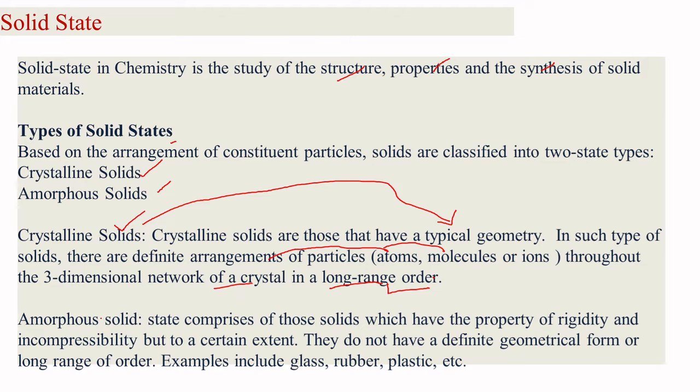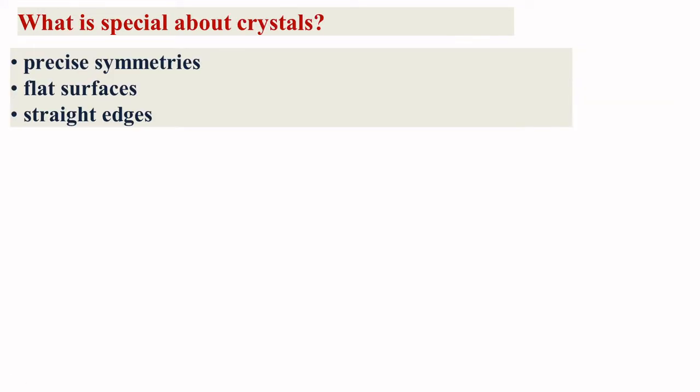But in amorphous solids you do not have any defined structure. Above a certain temperature, I can mold or change the shape. The best examples are glass, rubber and plastic. They have the property of rigidity and incompressibility, but only to a certain extent, after that they do not. So this is about solids, crystalline and amorphous.